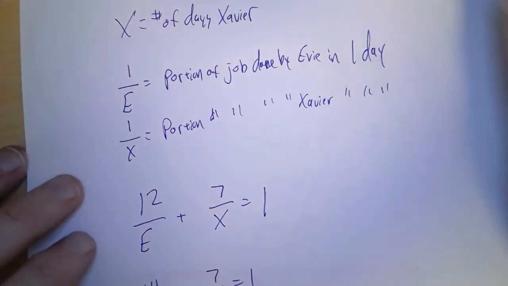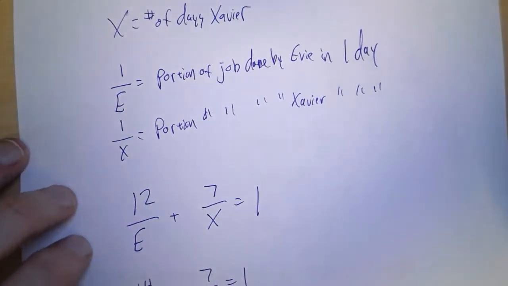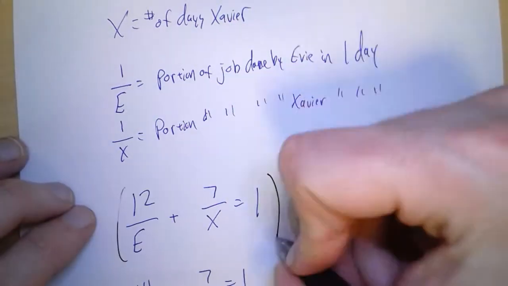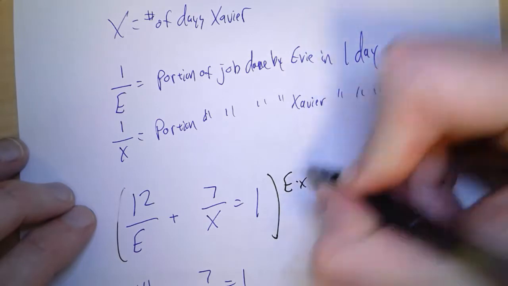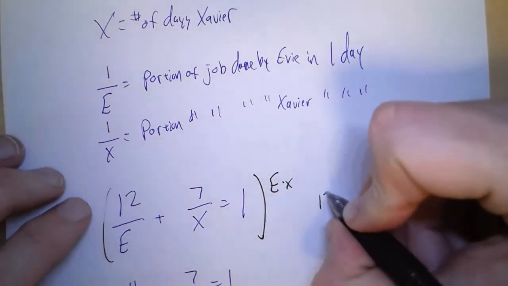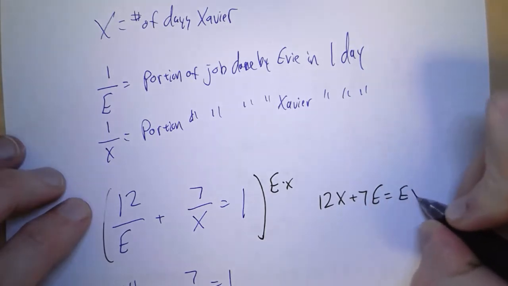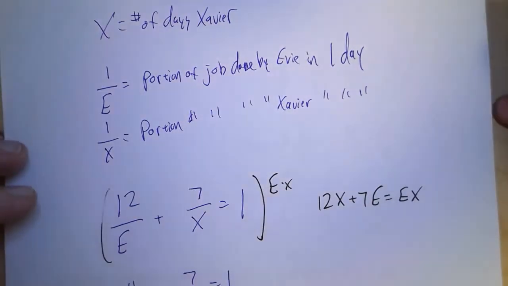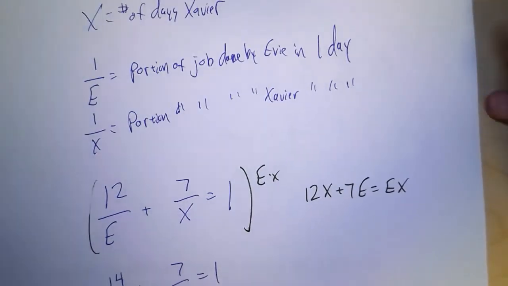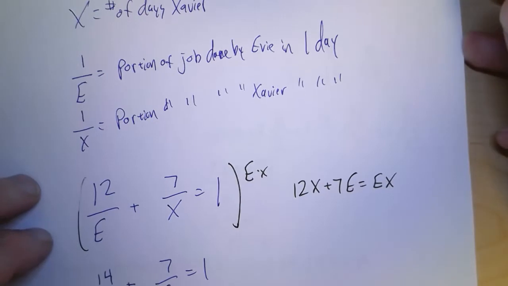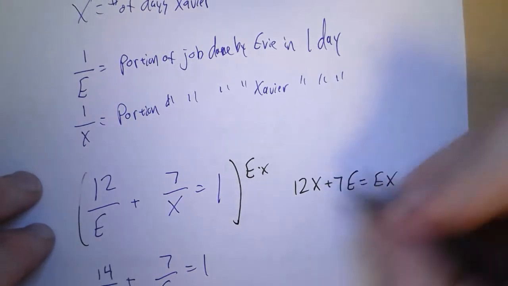All right. So what we can do is we can take this equation, the first one, and I'm going to multiply both sides by E times X. And what happens is we get 12X plus 7E equals EX. So we've gotten rid of our denominators. And so now what we want to do is we want to solve for one of these two variables. So let's say I want to solve for x here.